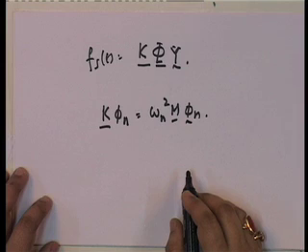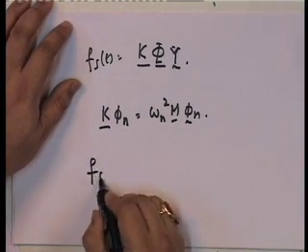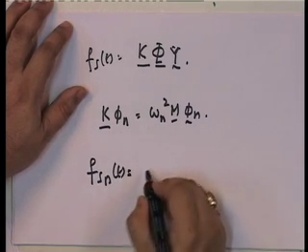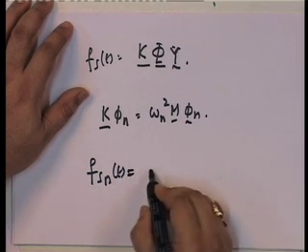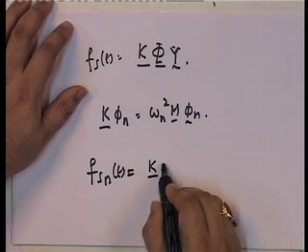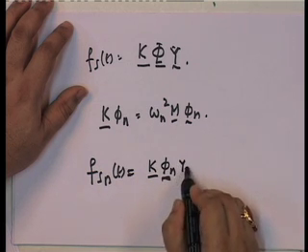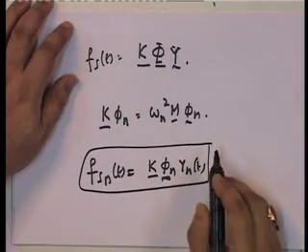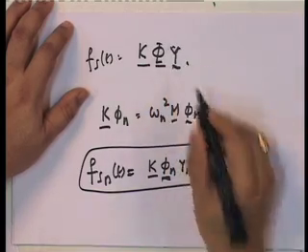Okay. So, if I were to look at f_sn(t), f_sn(t) would then become what? It would be equal to k into phi_n into y_n(t). This is, well anyway, let me just put this down.